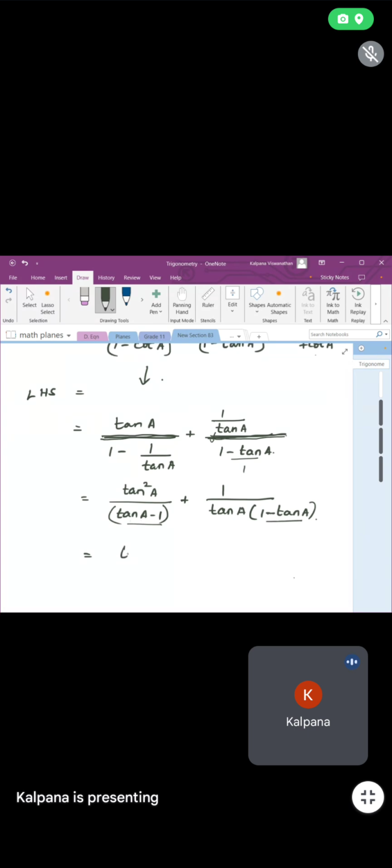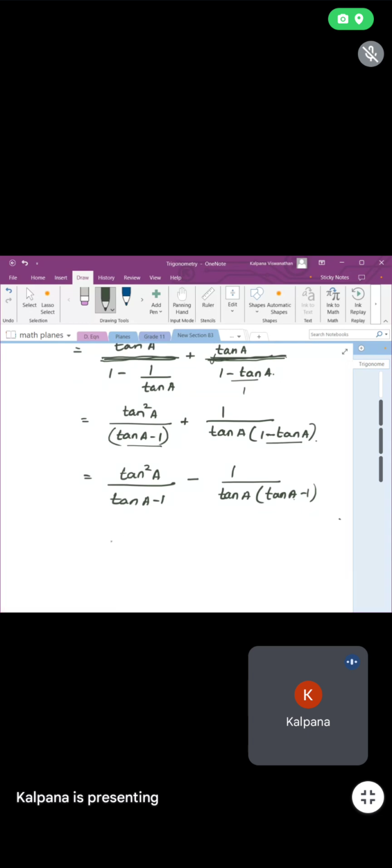Okay, so the first term, don't do any changes: tan square A by tan A minus 1. Here you have 1 minus tan A. 1 minus tan A and tan A minus 1 are different. So what we have to do, take the negative sign outside, minus 1 by tan A into tan A minus 1. Okay, now you can cross multiply and take LCM.